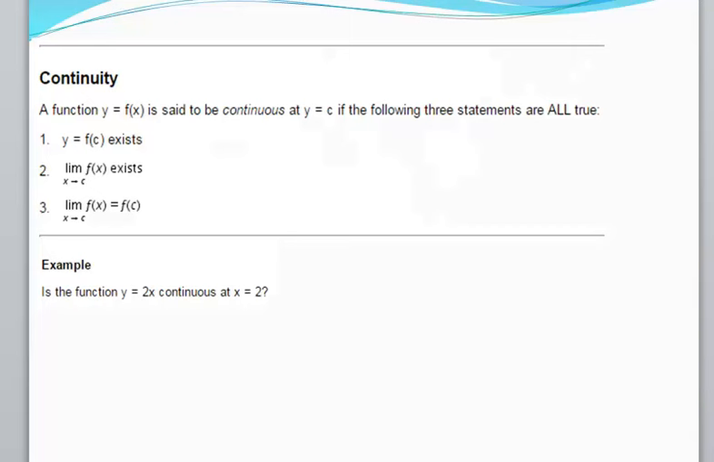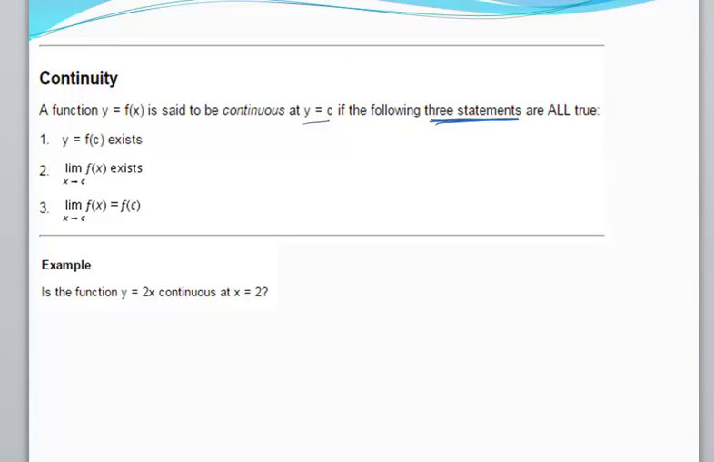Looking next at continuity. A function y equals f of x is said to be continuous at x equals c when the following three statements are all true. First, f of c exists. That's our first thing we need to look at: is it actually defined at that point? Second, the limit as x approaches c of f of x exists. And third, the limit of f of x is equal to f of c.